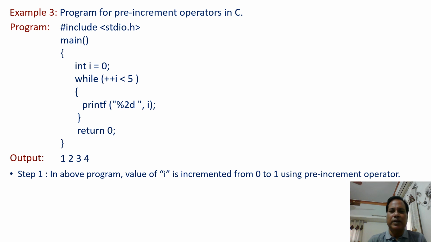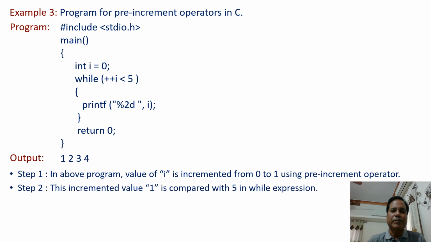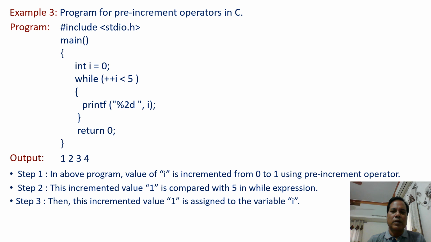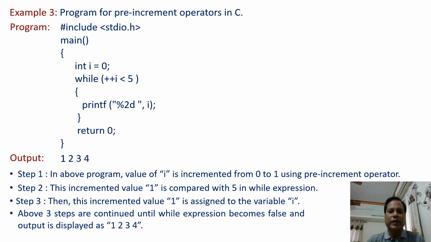The same thing has been written here. Step 1. In our program, the value of I is incremented from 0 to 1 using the pre-increment operator. Then in step 2, this incremented value of I is compared with 5 in the while expression. Step 3, then this incremented value 1 is assigned to the variable I. The above three steps are continued until the while expression becomes false and the output is displayed as 1, 2, 3, 4.